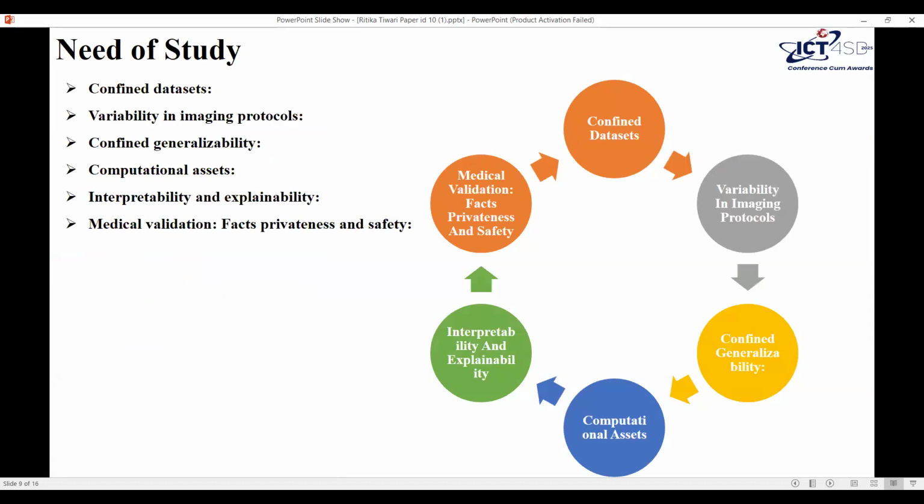What will be the need of the study for this particular paper: firstly, confined datasets, variability in imaging protocols, confined generalizability with the help of computational assistance, interpretability and explainability with the help of medical validation, which addresses privacy and safety.